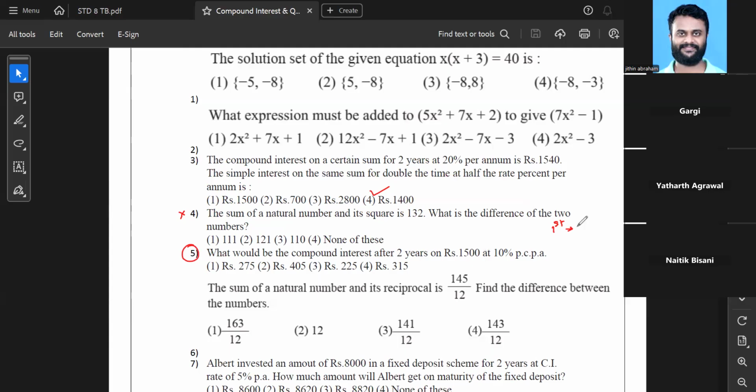For the first year, my interest will be 150. For the second year, my interest will be 150 plus 10 percentage of the old interest. That is 15. So the total value will be 315. That's it.